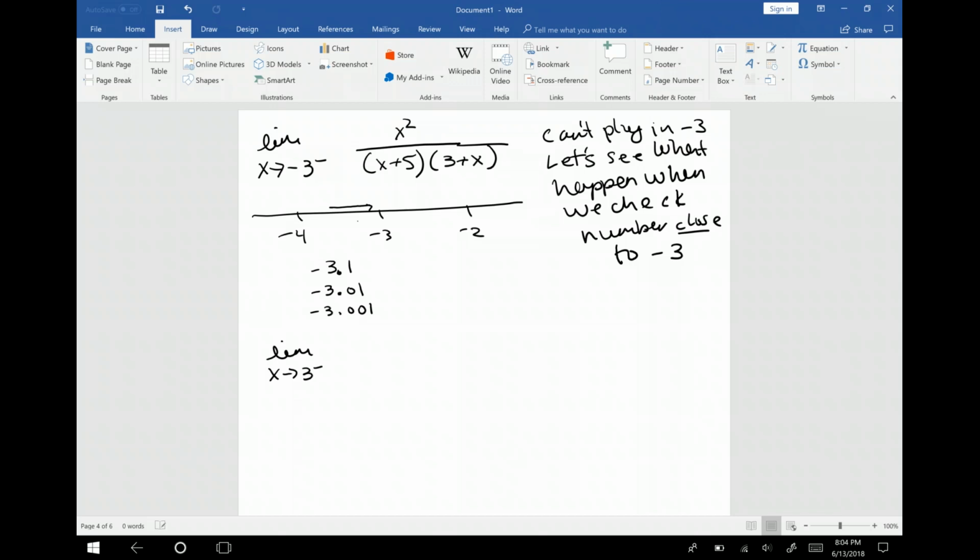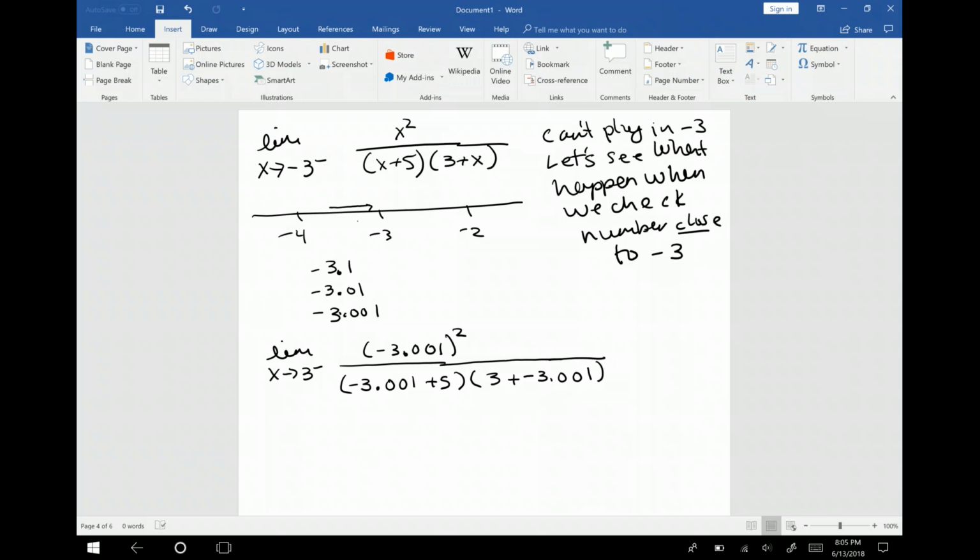So as x approaches -3 from the left, let's do -3.001. Let's plug that in. We have -3.001 in the numerator, and we want to square it. Then in the denominator, we have -3.001 plus 5, times 3 plus -3.001.